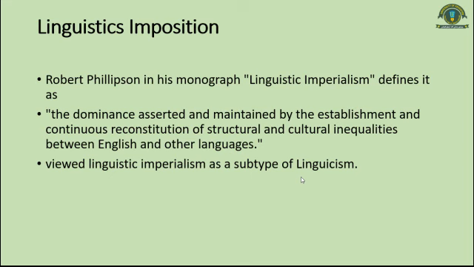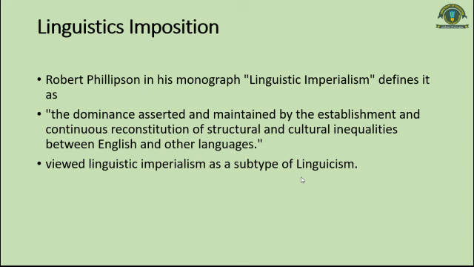In his monograph, Linguistic Imperialism, he defines linguistic imposition as the dominance asserted and maintained by the establishment and continuous reconstitution of structural and cultural inequalities between English and other languages. In this definition, there are two main points to look at. Number one, that is the dominance which is asserted and maintained by the establishment.